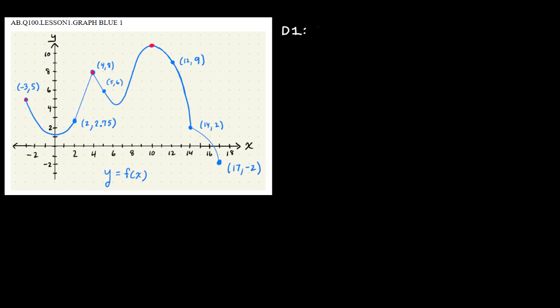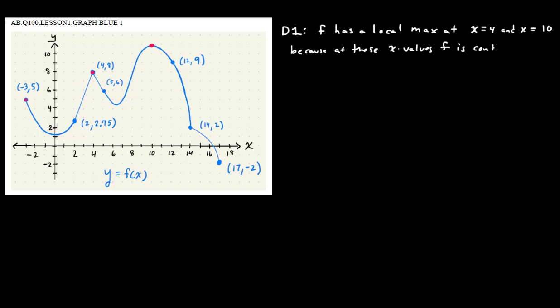So here I'm going to say f has a local max at both x equals 4 and x equals 10. I know I'm ignoring the endpoint for a moment here. And the reasoning: because at these x values, f is continuous. I want to just throw that in there. F is continuous.